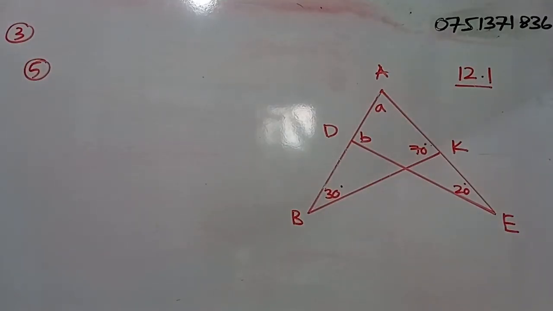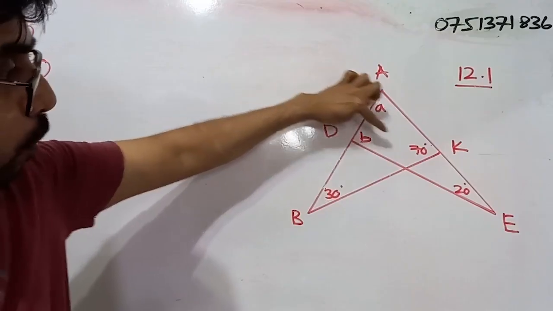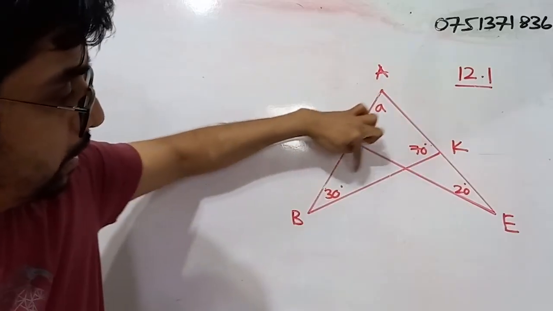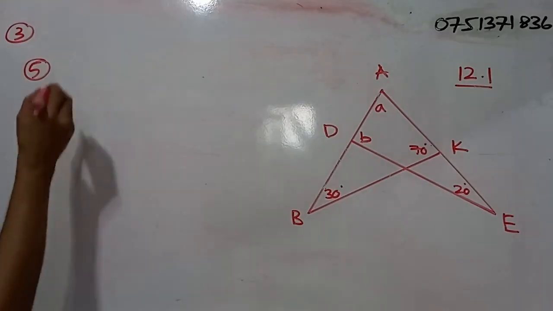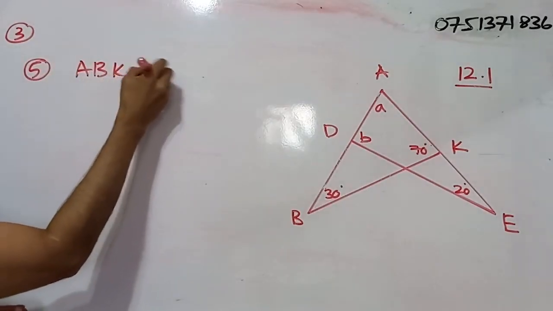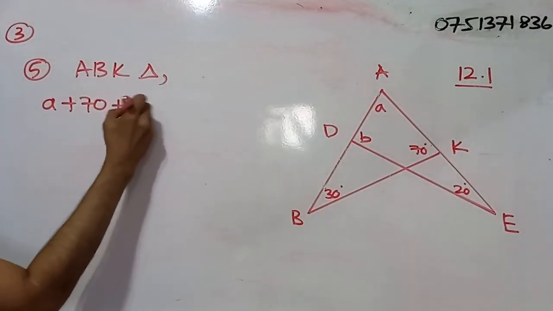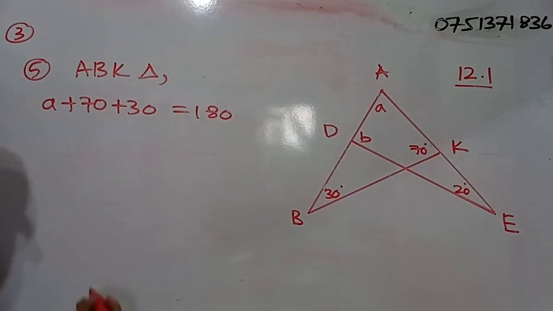So still we are in exercise 12.1, question number 3, part 5. So this is A, B, and I hope you can see these magnitudes, and also you can refer to your textbook. This is 70 degrees, 30 degrees, 20 degrees. So we have to find the angles A and B. We will take the triangle ABK. So we can write A plus 70 plus 30 is equal to 180. What is the reason? Sum of internal angles of a triangle.